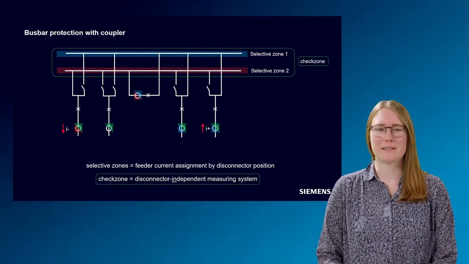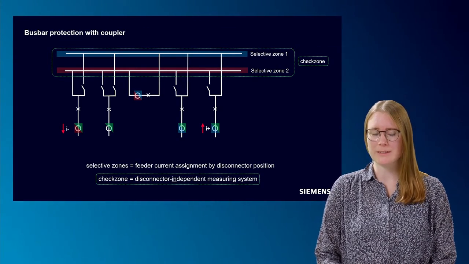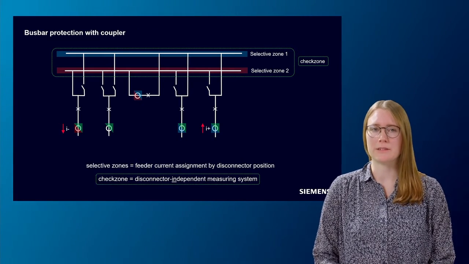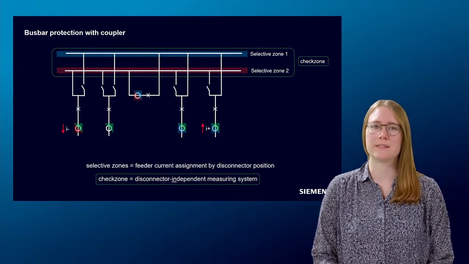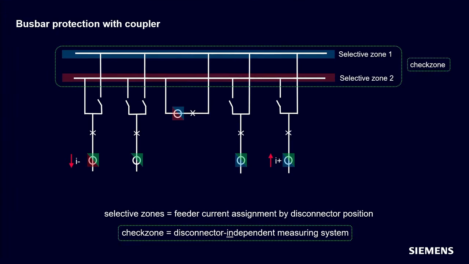Here in the slide is our well-known setup. We have a double busbar with 4 feeders and 1 coupler. In the first feeder, the left disconnector is closed and therefore it is assigned to the selective zone 2. This is the red one. In feeder 2, both disconnectors are open. Feeder 3 and 4 are assigned to the selective zone 1, the blue one. The coupler CT is assigned to both measuring systems.